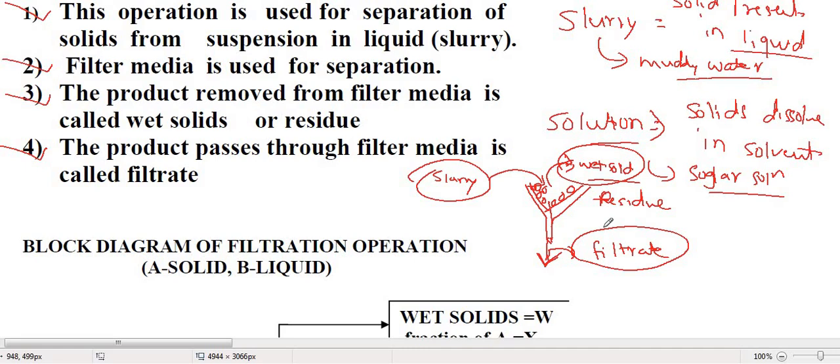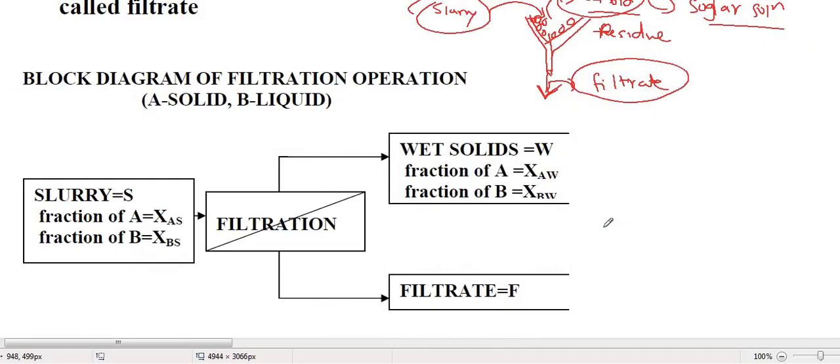Okay. Now we'll concentrate on the block diagram of this particular filtration operation. Okay, and in this block diagram, A stands for solid material and B stands for liquid. A stands for solid, B stands for liquid. And in slurry, we have both the component A and B. In wet solid, we have both the component A and B. While in filtrate only, there will be liquid only.